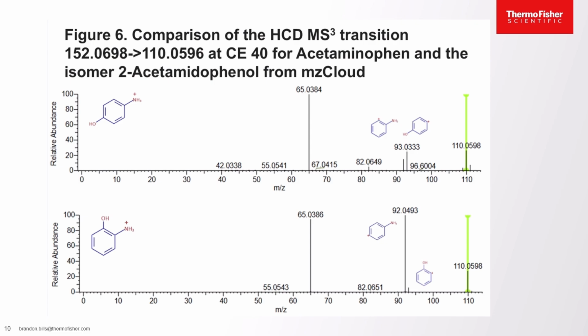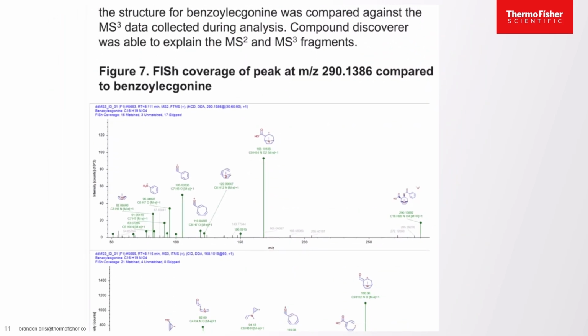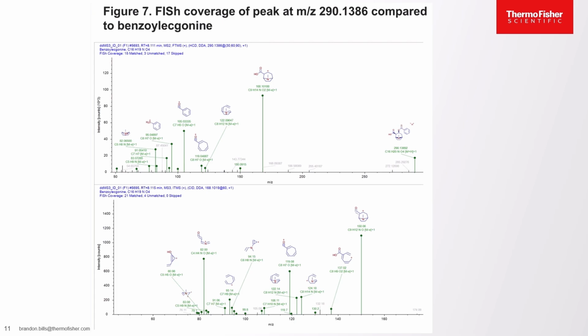What we see is when we subject the 110 fragment for these two positional isomers to an additional round of fragmentation, going to MS3, there is now a significant difference. We can see this 92 fragment is much more intense than it was at the MS2 level, and that gives quite a bit of confidence that if you see a lot of this 92, you have the 2-acetaminophenol. So that was a good example of what you can do when you have example data in mzCloud.